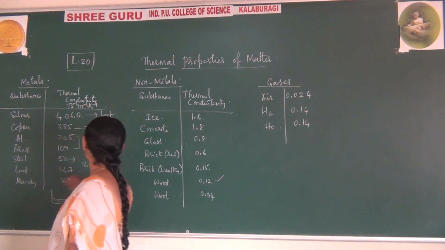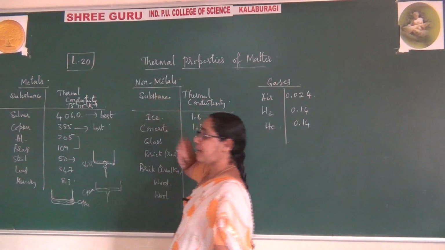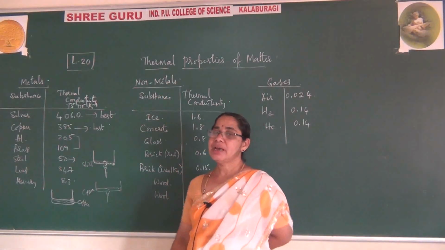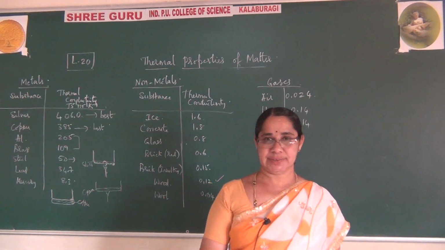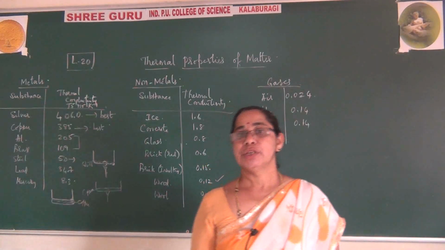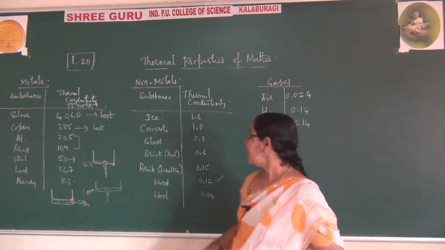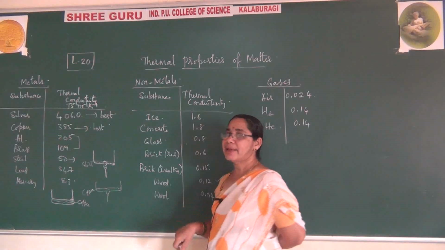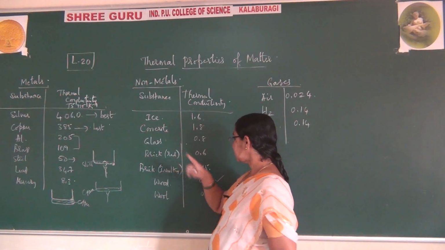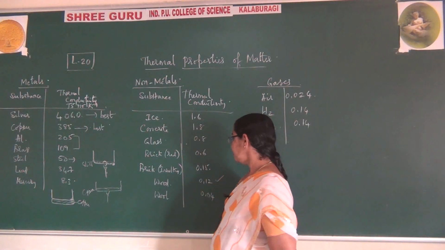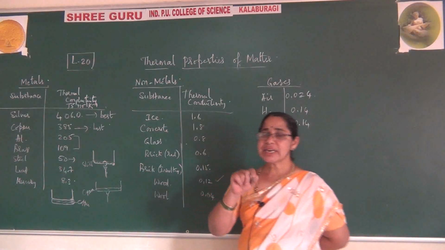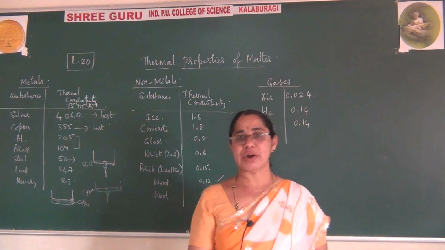One more part you can observe here, using non-metals. Today you are constructing houses using bricks. When you are using bricks, we have two types of bricks. One is insulating bricks, another is red bricks. When you construct your house using bricks, what happens?